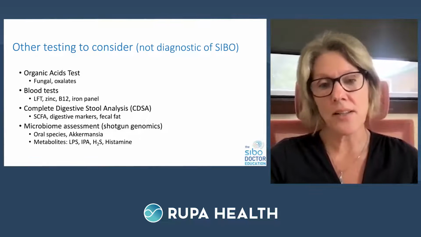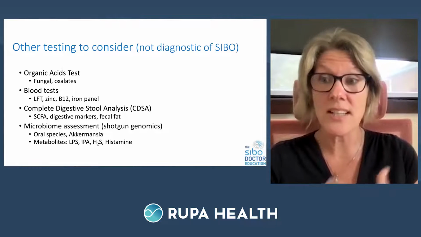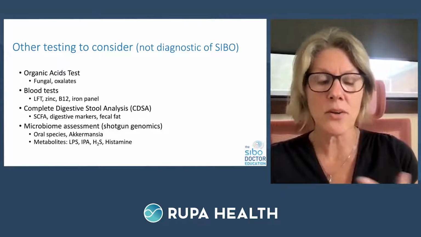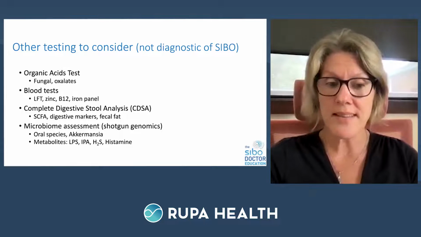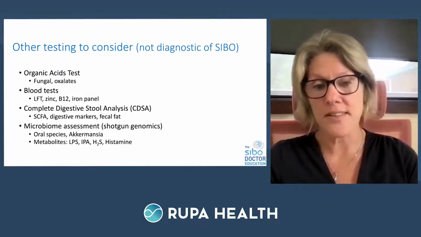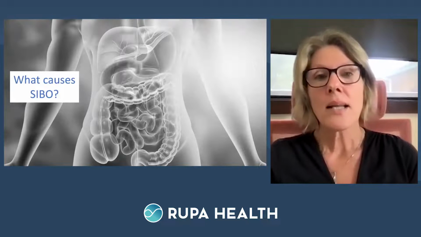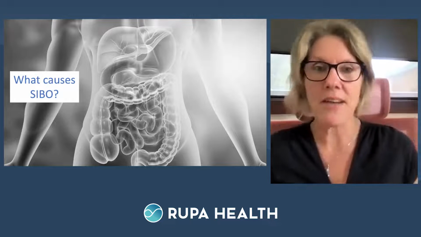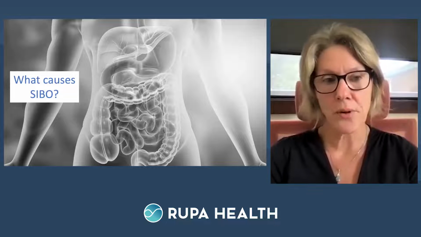And then I do shotgun genomics to look at oral species that are present in the stool, potentially indicating that they may have some issues with hydrochloric acid, or also the presence of Akkermansia and other metabolites, particularly hydrogen sulfide and histamine, which is a big problem in many of my patients. Now, I'm aware of timing, which theoretically I only have about 5 or 6 more minutes. So I'll go through this rather quickly.